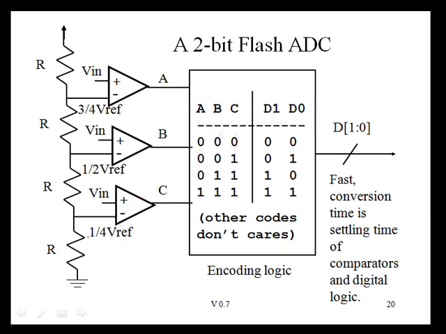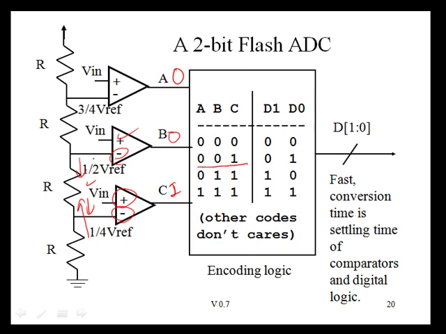Now let's say that our input voltage is now between 1/4 VREF and 1/2 VREF. At that point, this positive terminal voltage of Vn is going to be greater than the minus terminal. So this output here will be a 1. This B output will still be a 0 because the minus terminal voltage will be greater than the input voltage. And finally, this one right here, A, will also be 0. So that will correspond to this combination here.